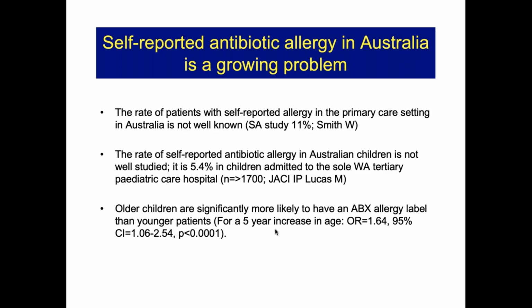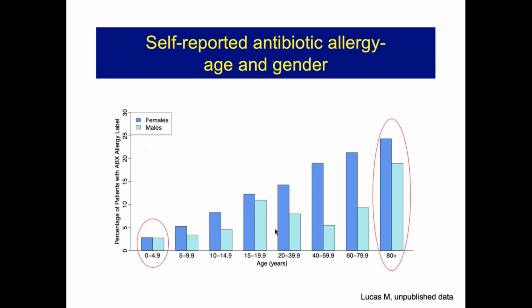Older children, again, are more likely to have an antibiotic allergy than younger children. So there's definitely this age factor. And this is a chart from all the data that we've got. This is taking all the WA patients together, probably about 3,500 patients by now. It shows you very clearly how the rate in the 0 to 5-year-olds sits at about 2.5–3%, and how it then goes up with age.